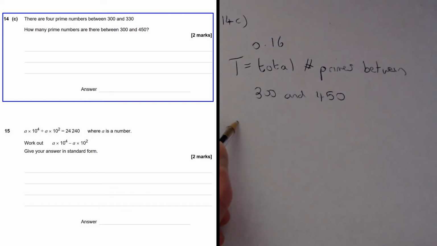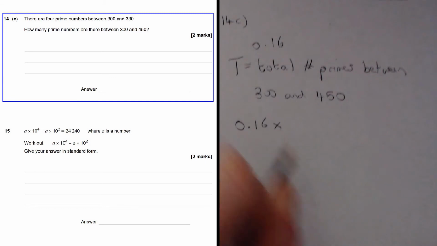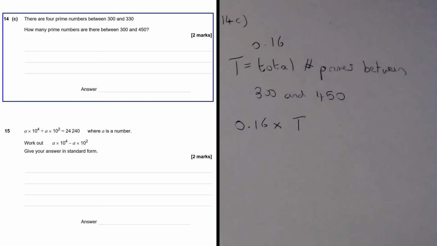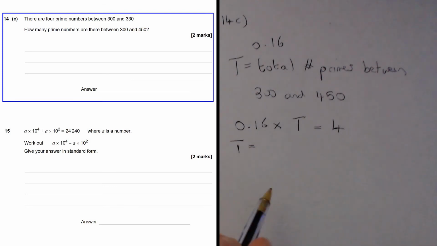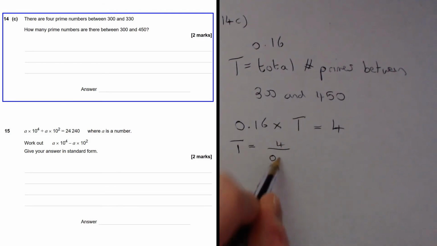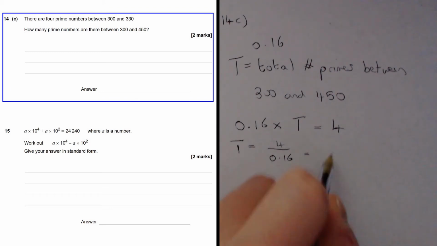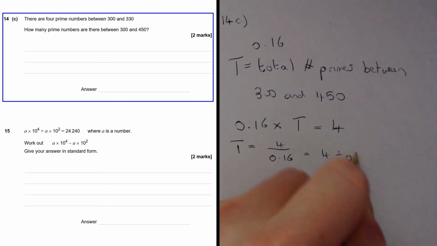Now we are told that there are exactly 4 that lie between 300 and 330. The probability that the prime number lies between 300 and 330 is 0.16. So 0.16 times the total amount of primes in that range must give us 4, because that's what we're told. But we want t, we want the total number of primes between 300 and 450. So we just need to divide both sides of that equation by 0.16. So t, the total number of primes, is 4 divided by 0.16.